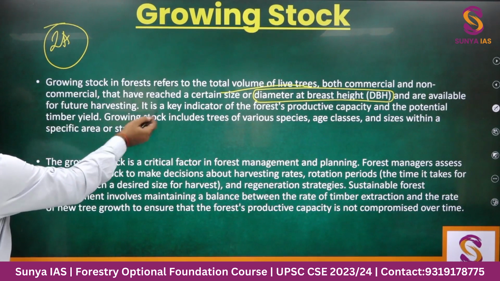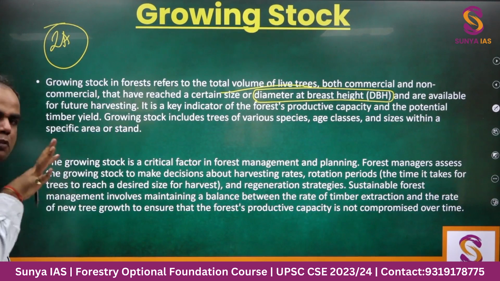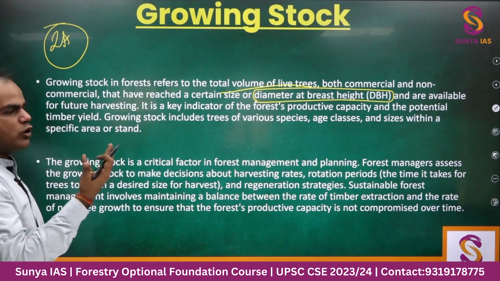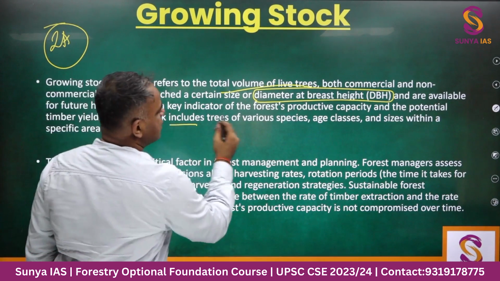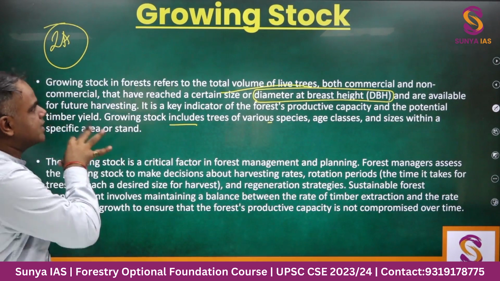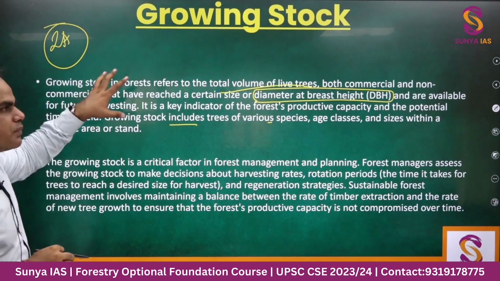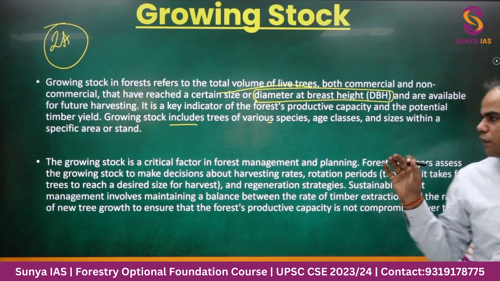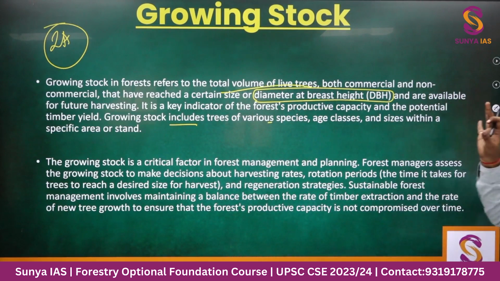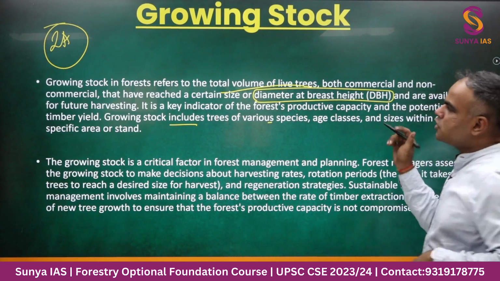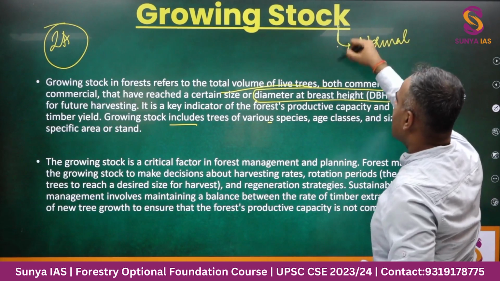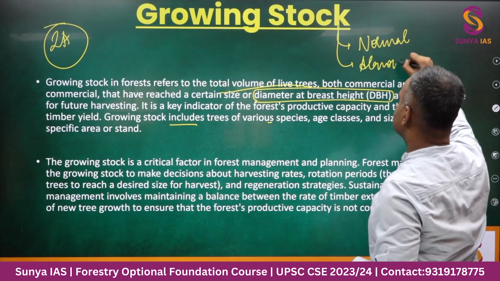Now this is a very key indicator of the productive capacity of forest. Fine. So that is there, and how much yield is going to be, and this actually includes species, age, class, size, etc. So you also divide your forests as per the growing stock. For now, you should just know it is a very critical concept. And here just remember, you divide the forest as normal forests and abnormal forests.